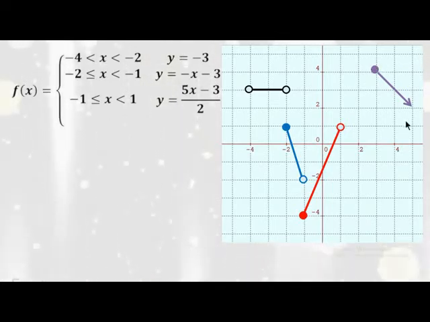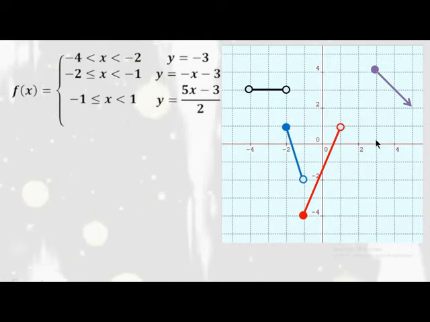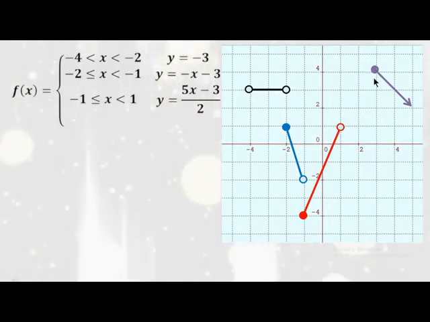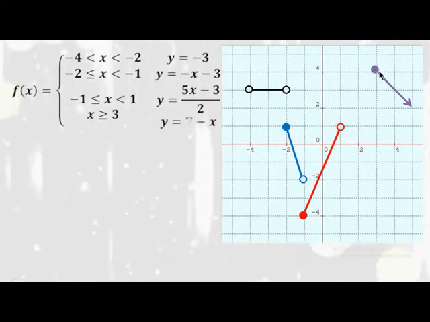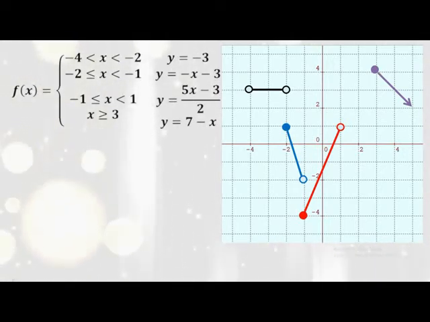Next, how about this line? This is an arrow. That means this line doesn't stop here. This is infinite. So the domain starts from 3 and all the numbers greater than that. But this is filled. So the domain is x greater than or equal to 3. We're using equal because this is a filled dot. And the equation is y equal to 7 minus x. And remember, use the formula that I have told you before.